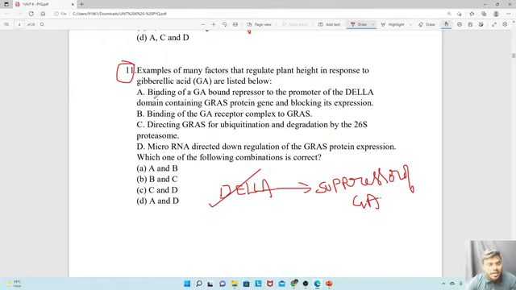Now see here, option A says that binding of gibberellic acid bound repressor to the promoter of the DELLA domain containing GRAS protein gene and blocking its expression.